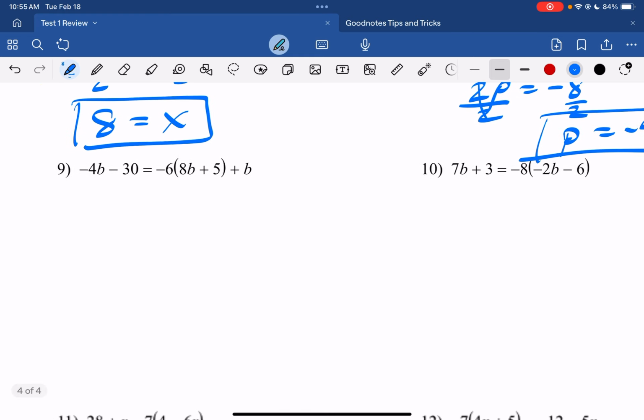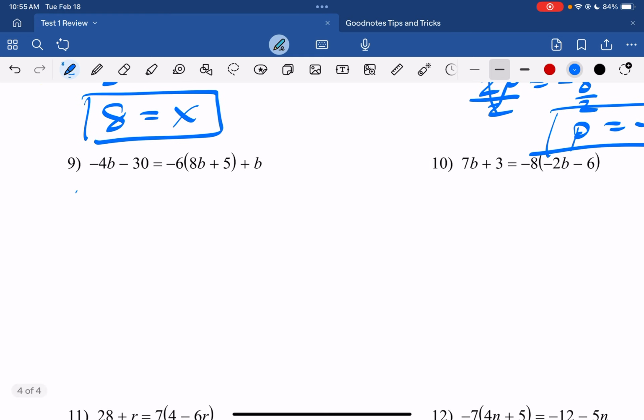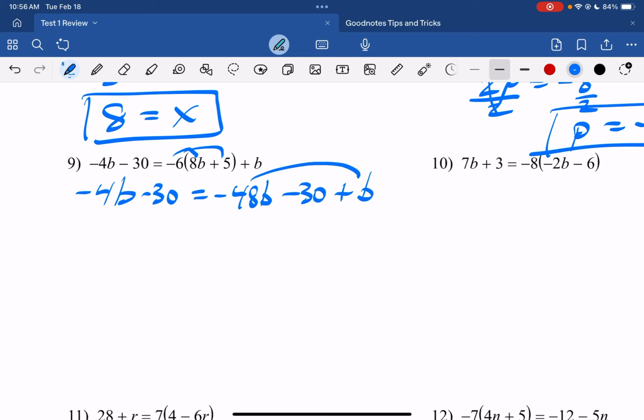Number 9, we're going to leave the left side alone. The right side, distribute the negative 6. So that'll be negative 48b minus 30 plus another b. Combine like terms. So now we can put together negative 48b with 1b. That'll be negative 47b. Everything else stays the same.